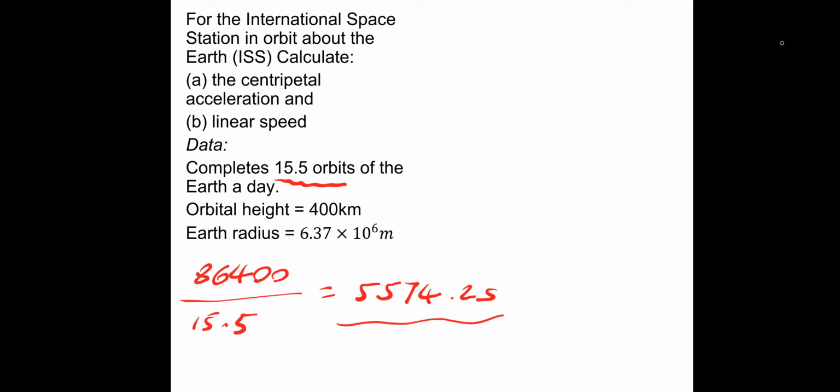Using that, you could find out the angular speed by doing 2 pi over T. Then do the centripetal acceleration, a equals r omega squared. But then we have to find the linear speed anyway. So we could find the linear speed first, so that would be v equals 2 pi r over T.